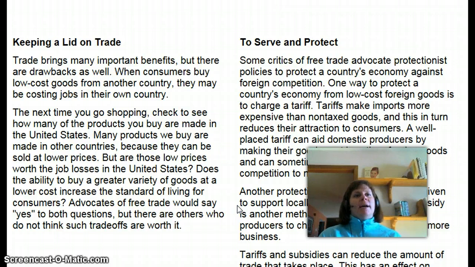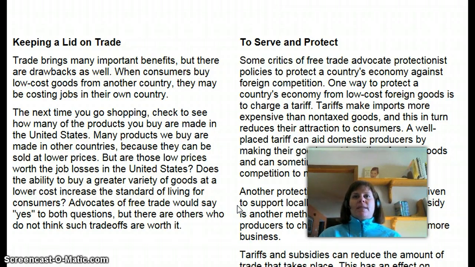Does the ability to buy a greater variety of goods at a lower cost increase the standard of living for consumers? Advocates of free trade would say yes to both questions, but there are others who do not think such trade-offs are worth it. To serve and protect. Some critics of free trade advocate protectionist policies to protect a country's economy against foreign competition. One way to protect a country's economy from low-cost foreign goods is to charge a tariff.